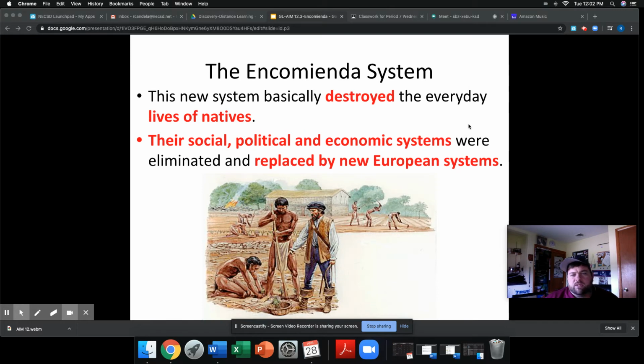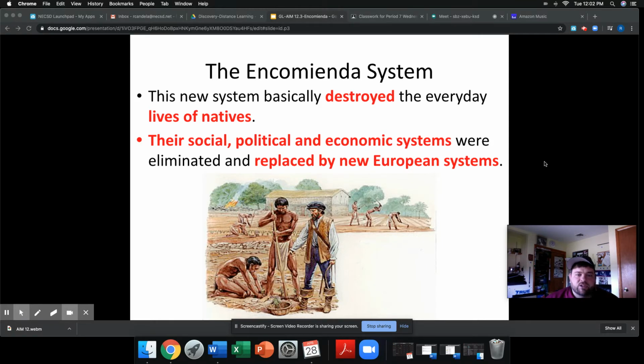So this results in what's called the encomienda system. Basically, all the social, political, and economic systems that existed in the Americas prior to the arrival of the Europeans were wiped away and replaced with new systems that benefited the Europeans. And that's really the general idea behind why they're doing this.